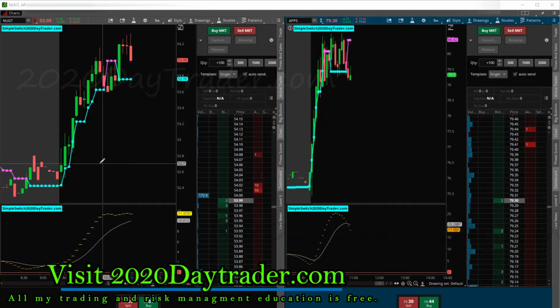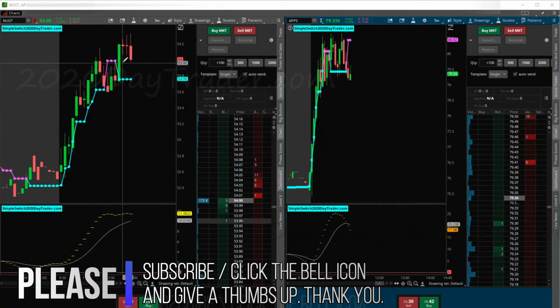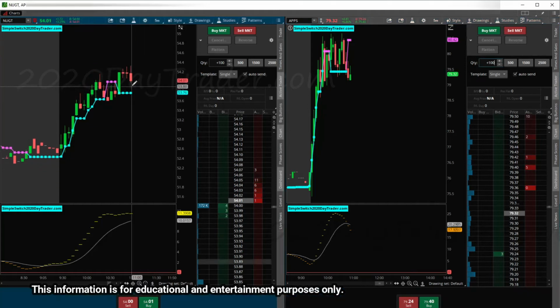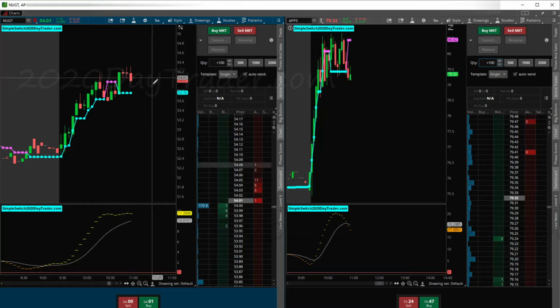So we have NUGT right now. We had our switch here, and then we had our switch back, which was giving us permission, although this permission is really extended. So we do have permission. It's pulling back right now, so I'm looking for an opportunity to jump in here so I can have closer risk.